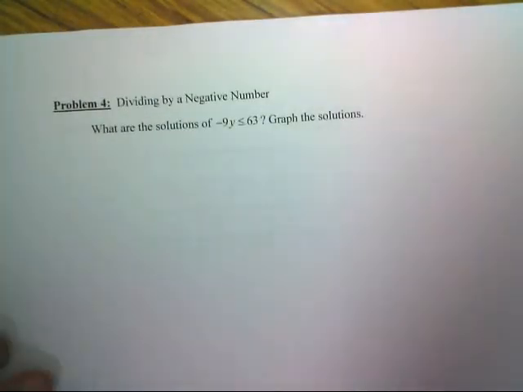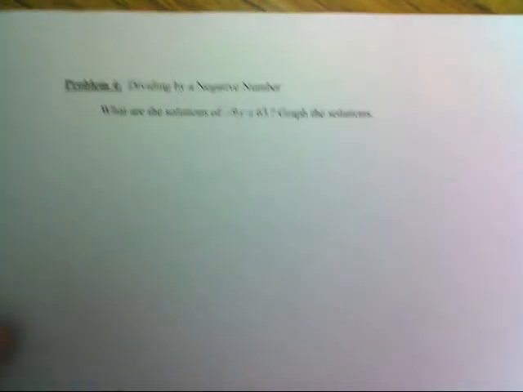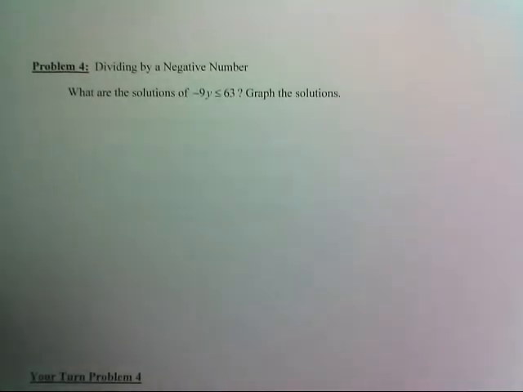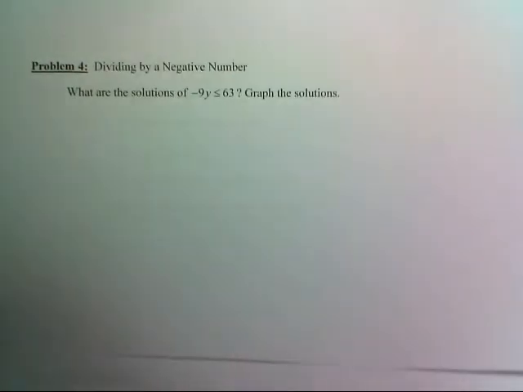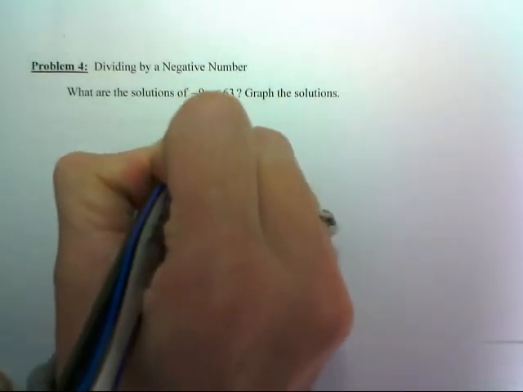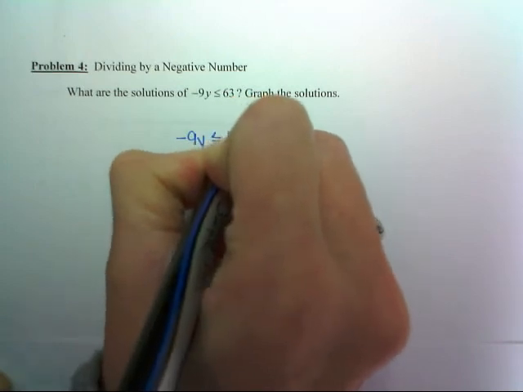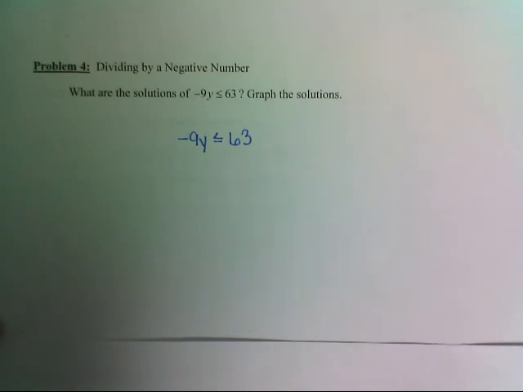All right, so we've multiplied and divided by positives and negatives, or we've multiplied by positives and negatives. We've divided by positives. So the last thing that we have left here is dividing by a negative number. So we don't actually have a word problem here. We just have another simple inequality. Negative 9y, I'm going to rewrite this, negative 9y less than or equal to 63. Very simple inequality. We're also going to graph the solutions.